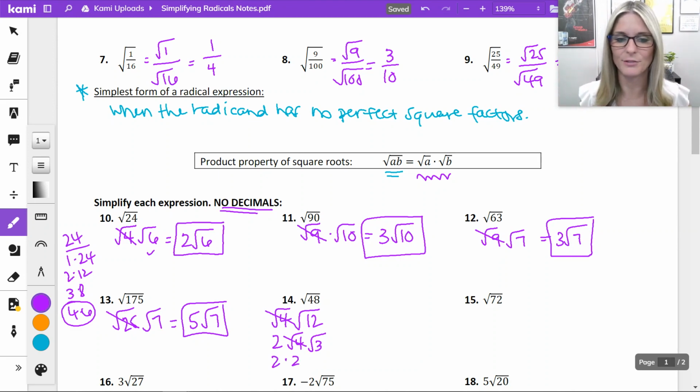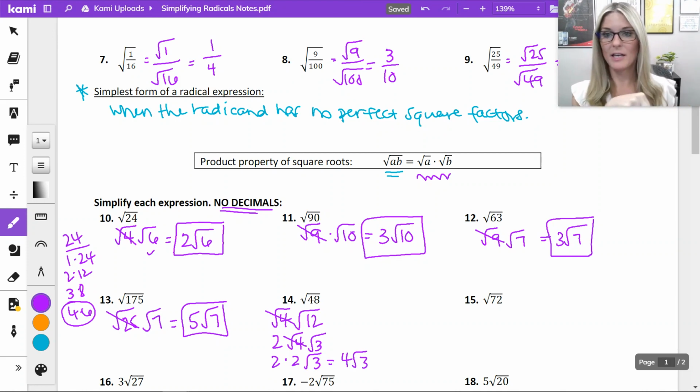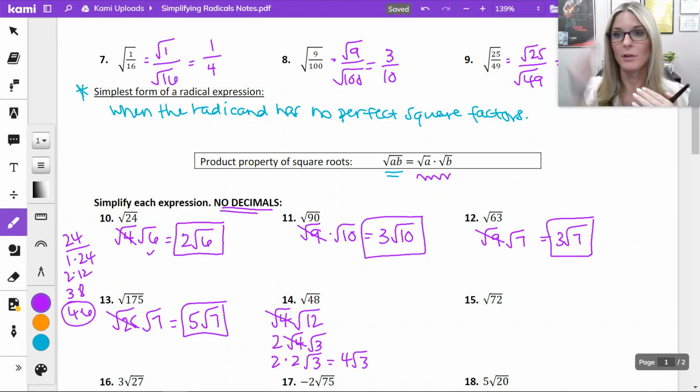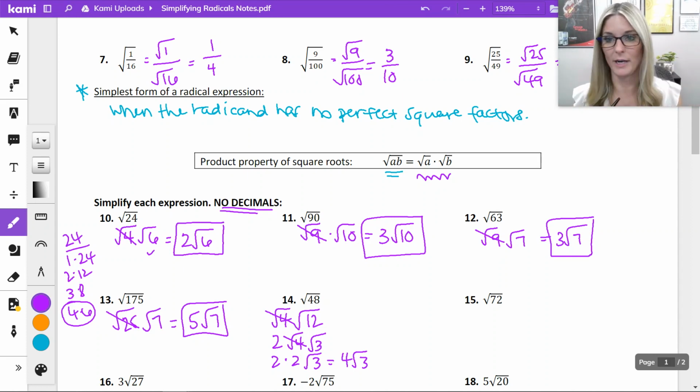So on the outside here, we have 2 times 2 with the radical of 3, or our final answer would be 4 radical 3. You can do it that way. If you are very on top of it, let me check my final radical, does it have any perfect square factors? Or utilize your calculator, keep going down that list of perfect squares.